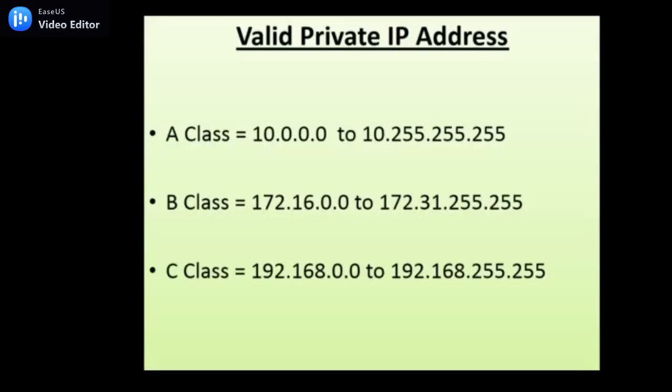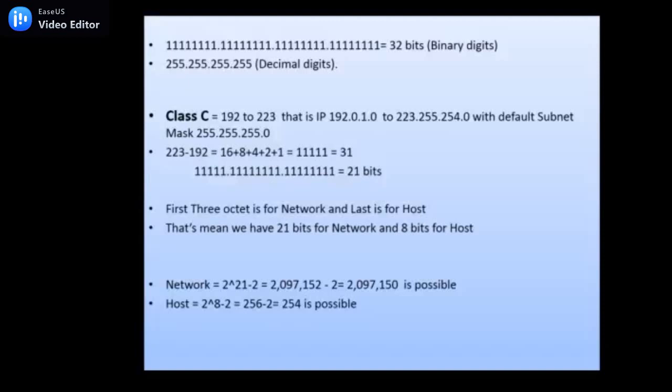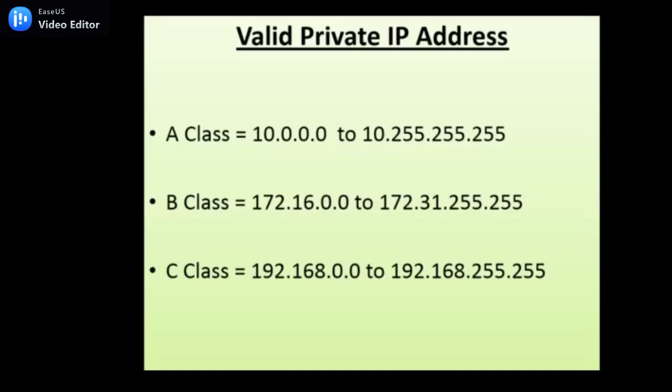I think you understand class A, B and C. So just now, let's go forward to valid private IP addresses. Here is a valid private IP address. Why do we need a valid private address? We need it so that our private network does not get confused with the public address. If the public address and private address become the same, then there is a chance of collision.